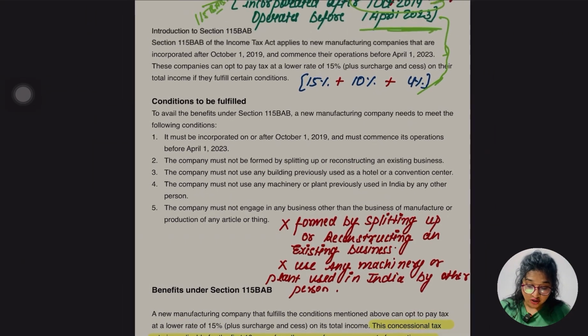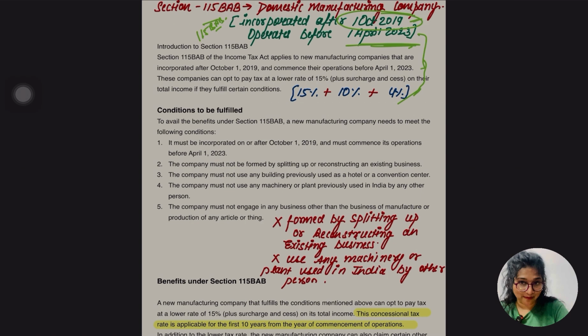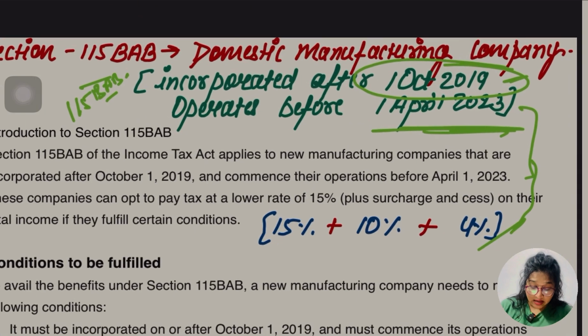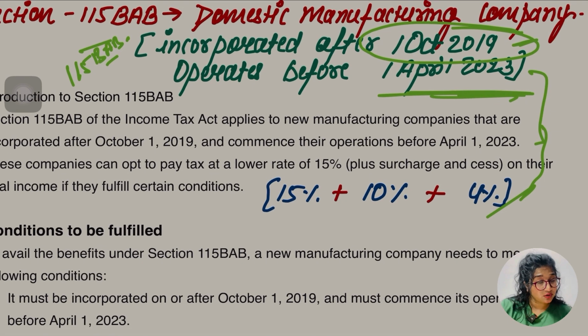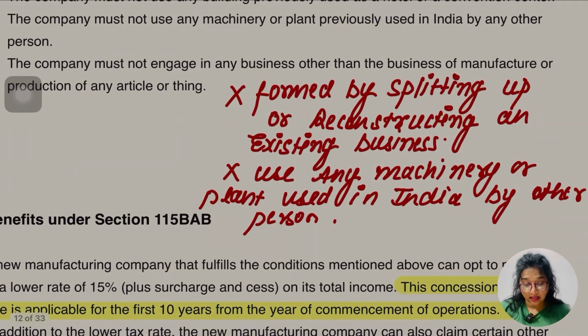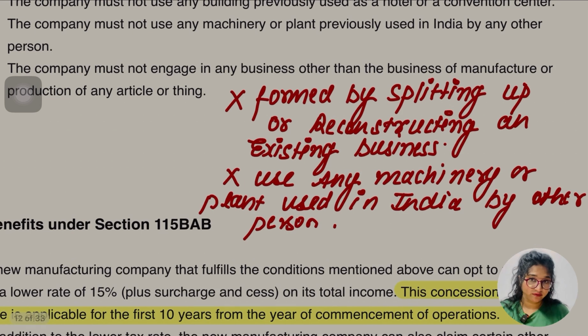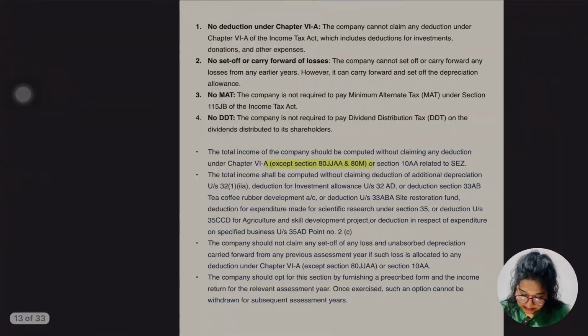So what is this section saying? BAB. 115BAB is saying that the taxable rate is going to be 15%, 10%, 4%. And what about the operation and settlement? They are saying incorporated 1st October 2019 and operation should be before 1st of April 2023. And they say that it should not be formed by splitting up or reconstruction of a company and cannot use plant and machinery used by any other person or company. But there were two exceptions, right? So these are the things mentioned.